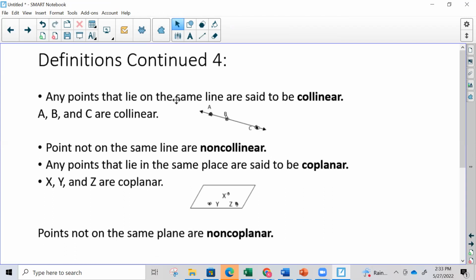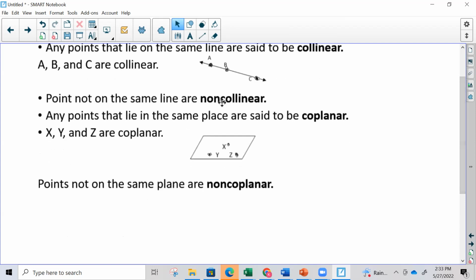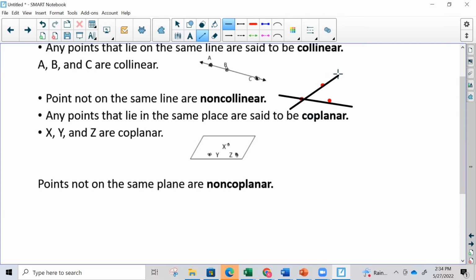So we have a few more. Any points that lie on the same line are said to be collinear. So in this line, A, B, and C are the 3 points, and they're on the same line, so they're collinear. Points that are not on the same line are non-collinear. For non-collinear points, you need at least 3, because any 2 points, even if it's not drawn, you can always draw a line to connect them. These 3 are non-collinear because there's no way for me to draw one single line that goes through all 3 of them.